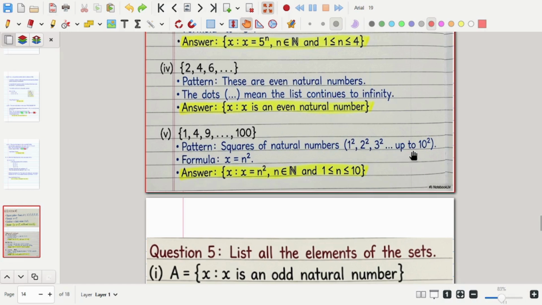So these 1 to 10 are natural numbers. Therefore our answer is the set of all x such that x is equal to n square. Write the formula first, where n belongs to natural numbers and n is greater than or equal to 1 and less than or equal to 10.